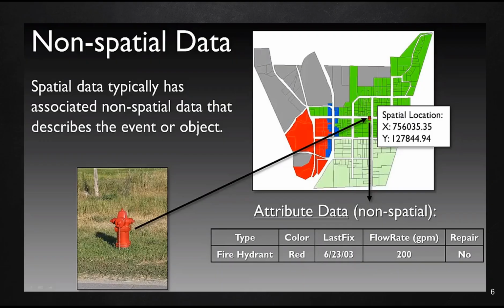Non-spatial data is the descriptive of spatial data. For example, in this image, the fire hydrant has a location on Earth's surface, so it's spatial data. But the non-spatial data components of the fire hydrant could include things like the color, the manufacturer, flow rate, the date of last service, or when it was installed, and so forth. These components or attributes about the fire hydrant don't have a spatial component. They are referred to as non-spatial data, or these are the attributes about the fire hydrant.